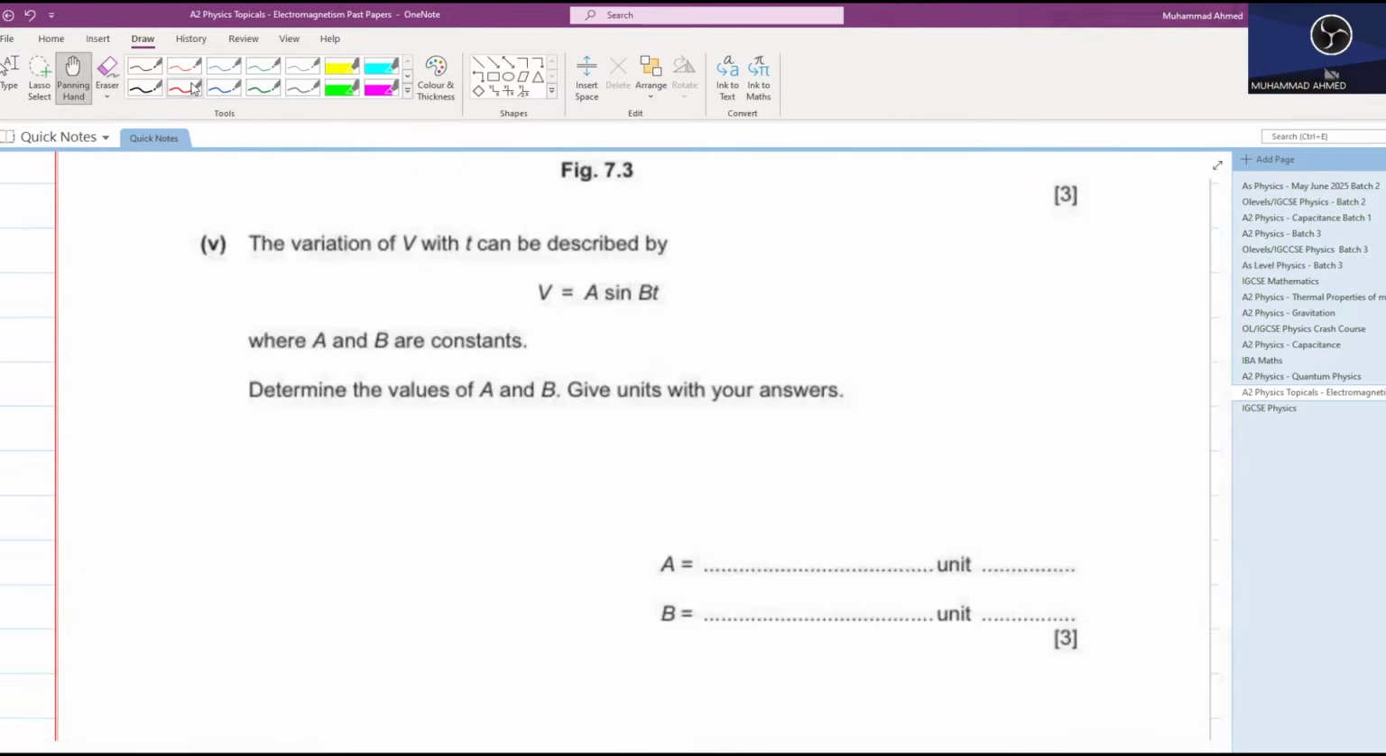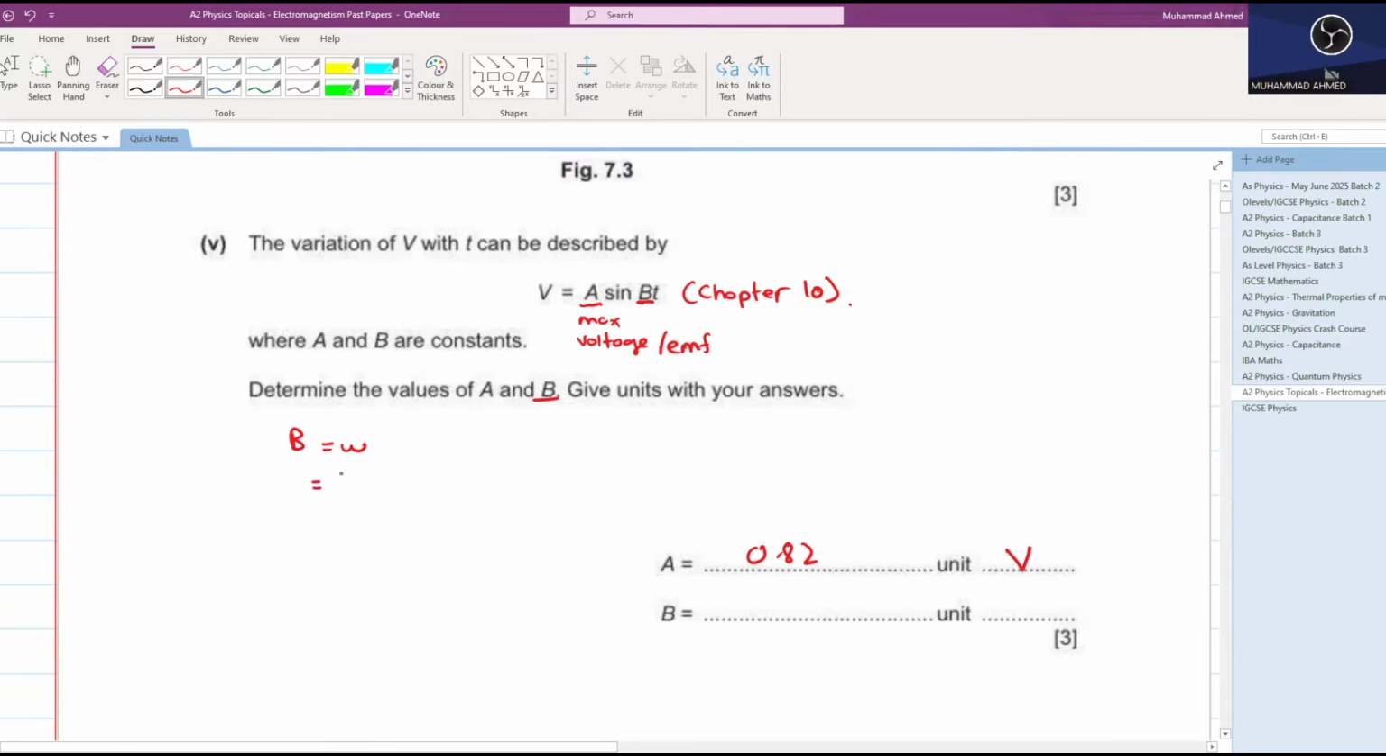The variation of voltage with time t can be described by this equation, where A and B are constants. Now, where have we studied this? In chapter number 10, alternating currents. What is A? A is your amplitude. Amplitude is what? Maximum voltage. What will be the maximum voltage or EMF in this graph? 0.82. What will be the units? Volts. What will be the value of B? Does anyone remember what B was? B used to be omega.